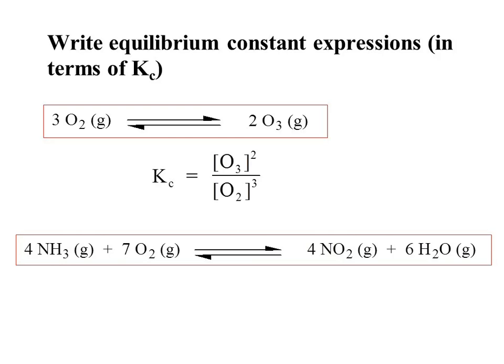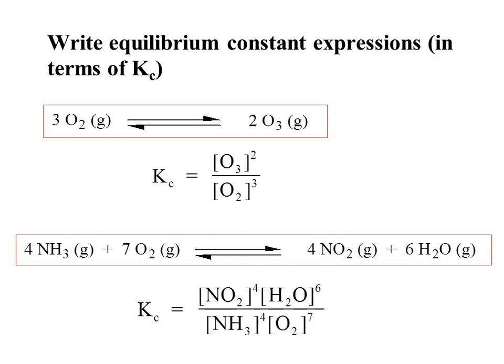Equilibrium. So we're going to have two things in the numerator and two things in the denominator, all raised to their stoichiometric coefficients. So the equilibrium constant expression for this equilibrium is this: the molar concentration of NO2 raised to the first power, times the molar concentration of H2O raised to the sixth power, divided by the molar concentration of ammonia raised to the fourth power. Also in the denominator, the molar concentration of O2 raised to the seventh power. Now that's some crazy looking stuff.